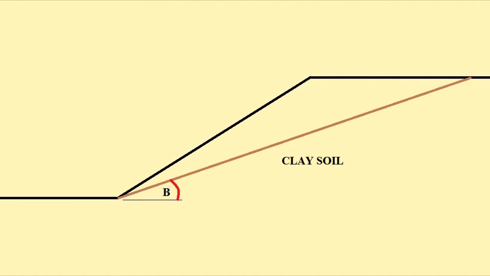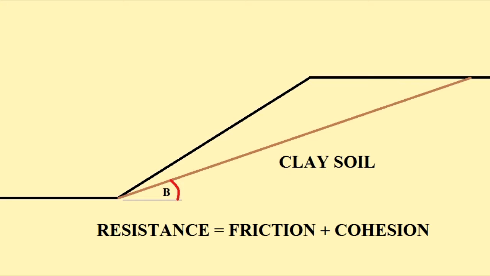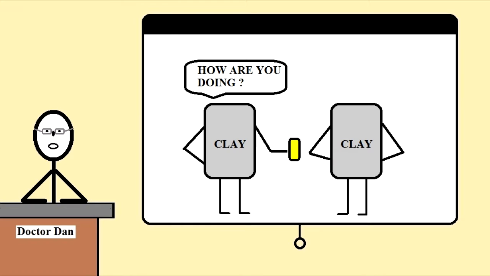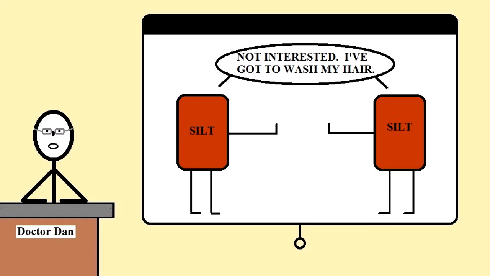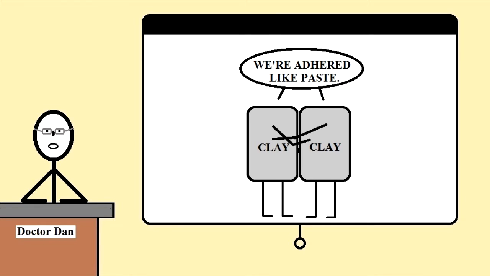If the soil that makes up the slope contains clay, there may also be a cohesive component to help resist failure. Cohesion occurs because individual clay particles have a natural attraction for one another that most other soils don't have. This attraction acts like a glue to bond the particles together.